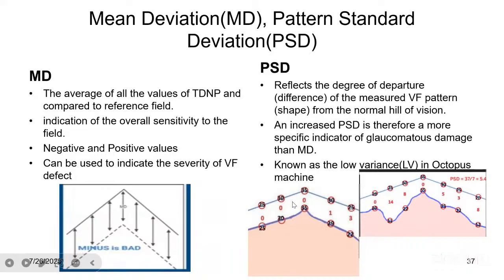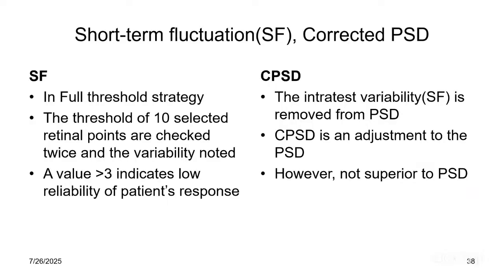While these points just have about 0 standard deviation, here they have about 1 and 3. So that is it. And for this pattern, standard deviation is actually known as a low variance in Octopus machine. Then for short-term fluctuation, it's usually used in full threshold strategy.